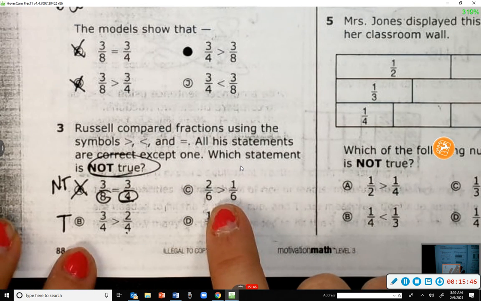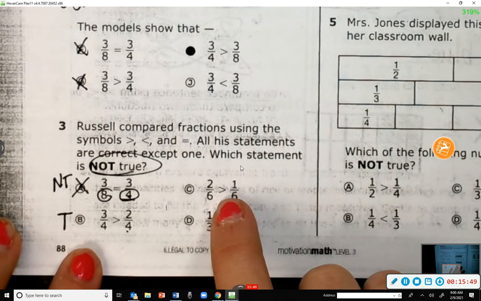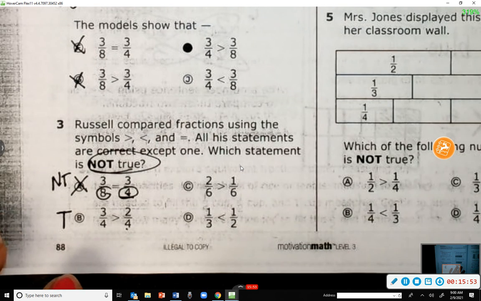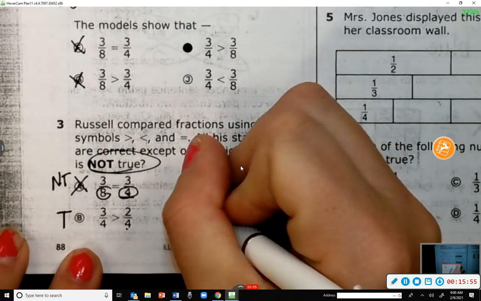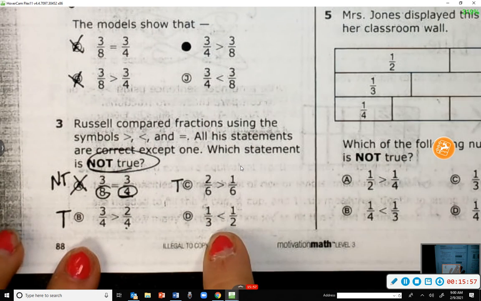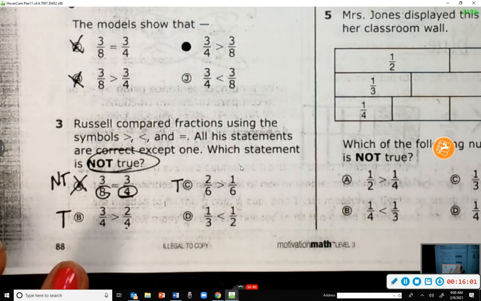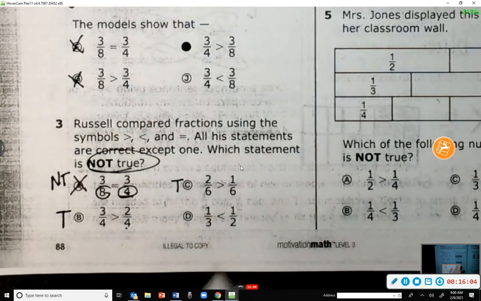C, Bryson, 2/6 is, how do I read that? Greater than 1/6. Is that true? Yes. So we put T. And the last one, 1/3 is less than 1/2. Yes. How do you know, Kaylee? That 1/3 is less.